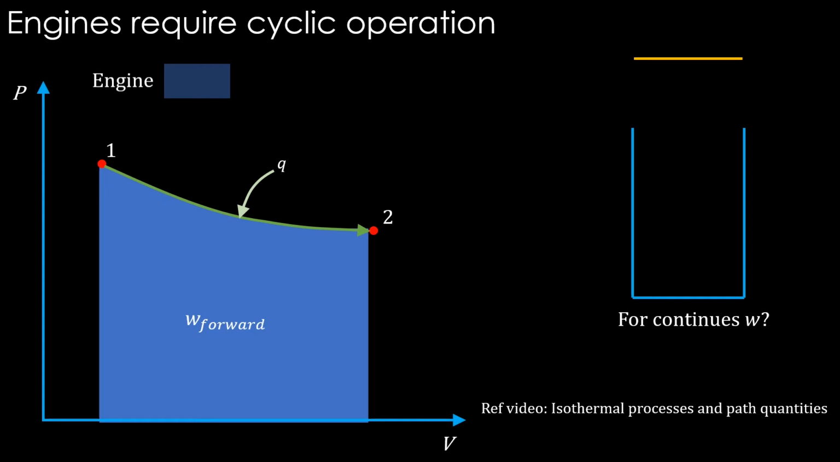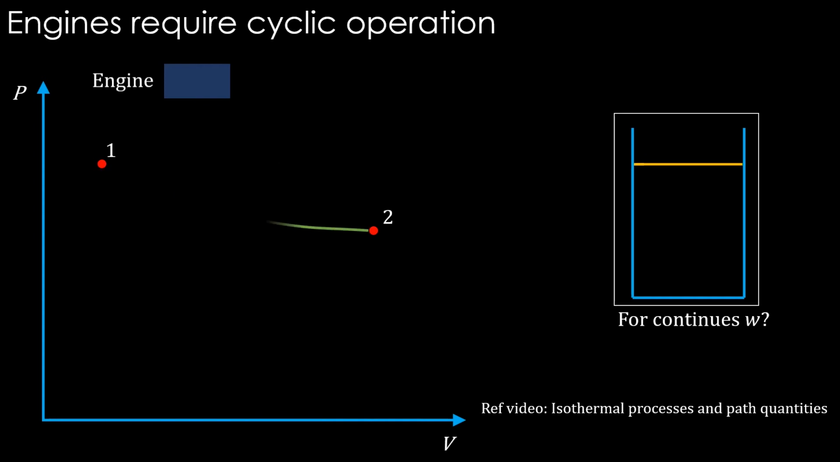Not possible, right? The engine has a fixed size, so we have to bring back the piston to its original position. In other words, bring the gas to state 1 so that we can restart the process again. What does it mean? It means we have to operate the engine only in cycles. Start from state 1 and keep coming back to state 1.